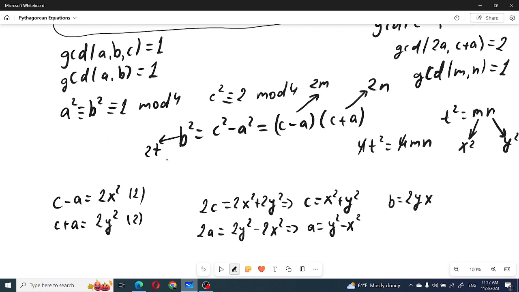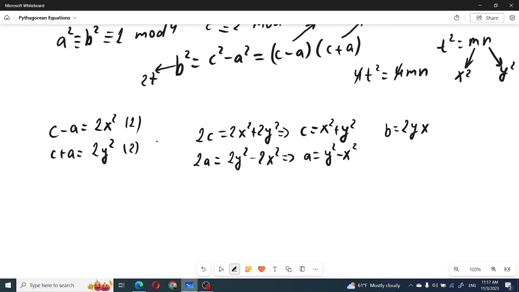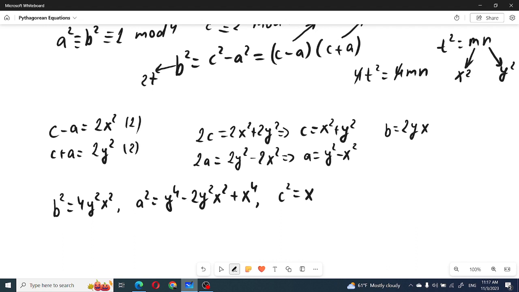And now we need to verify that all these numbers satisfy the Pythagorean equation. So now let's look at what b squared will be. b squared must be 4 times y squared x squared. What will a squared be? a squared must be y to the 4 minus 2 times y squared x squared plus x to the 4. And what will c squared be? It must be x to the 4 plus 2 times x squared times y squared plus y to the 4.